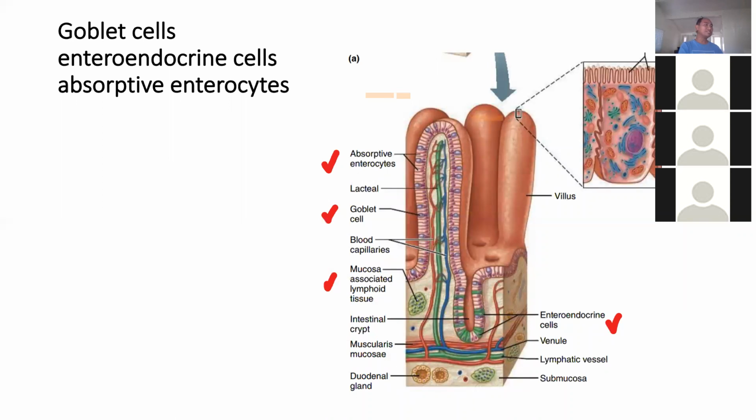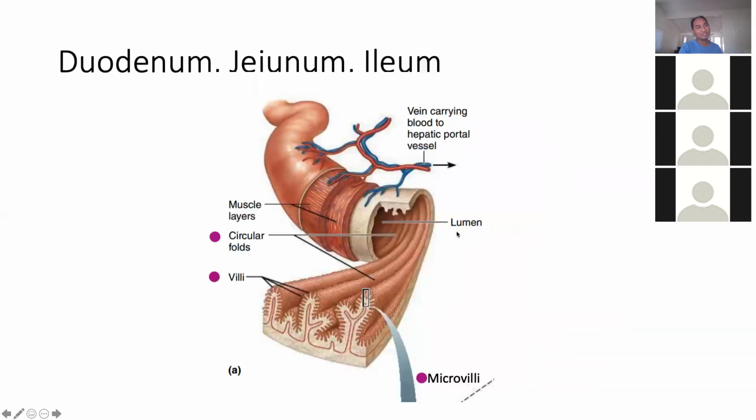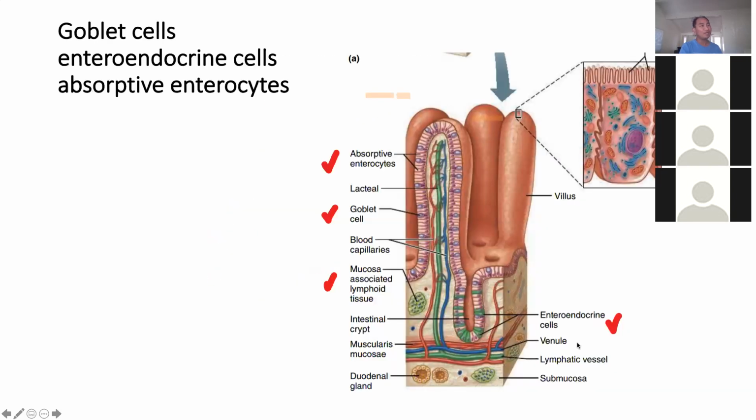And look at the cells inside. They will have absorptive enterocytes. So these cells, enterocytes, intestinal cells, they will do absorption. Goblet cells will secrete mucus. Mucosa-associated lymphoid tissue is in the submucosal region. So these are the cells inside the small intestine. Now you can see the microvilli here. So we are looking at the microvilli.